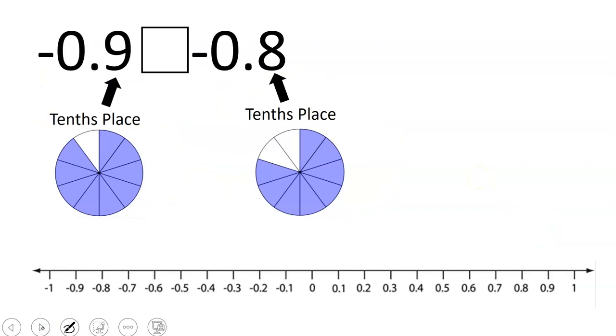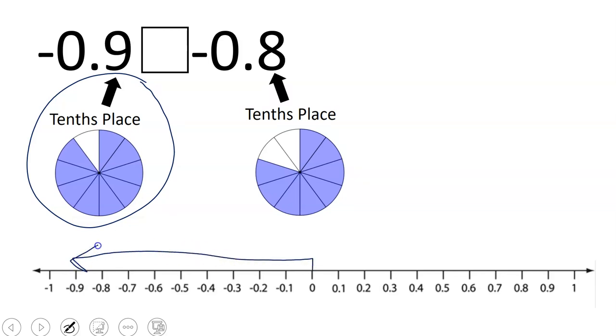Now let's look at the next example. Okay, so this gets a little bit tricky. Think about it this way. We have more slices, right? So that means if there are more slices, it is further to the left. And the further to the left you go on the number line, the smaller the numbers become. So negative 9/10ths is actually less than negative 8/10ths. It's further to the left of 0.